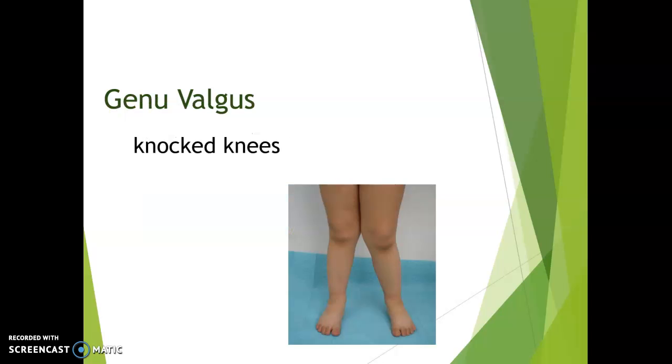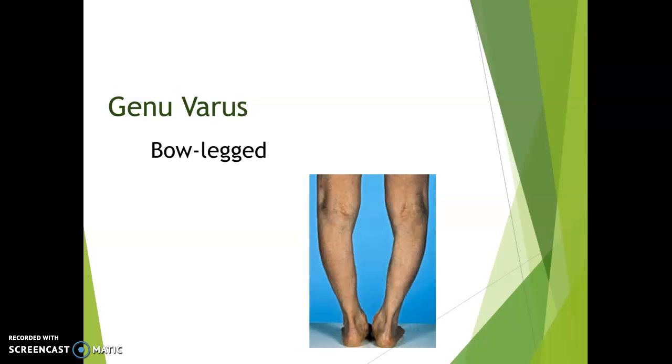Genu valgus is a positional term. It means knock-kneed. It's when the knees come together but the ankles are farther apart. And genu varus means bow-legged, so it's the opposite. Genu varus means the ankles are together, but the knees are sticking farther apart.